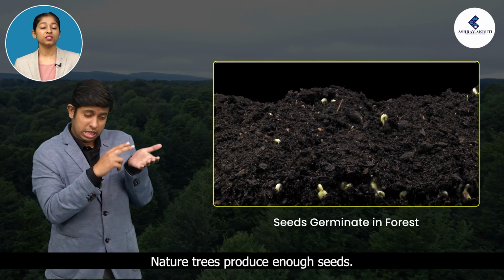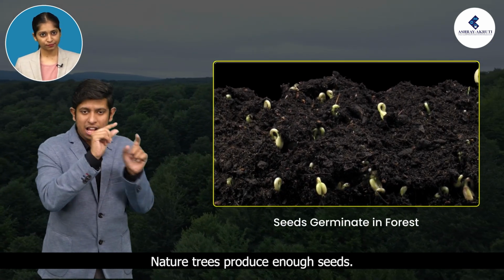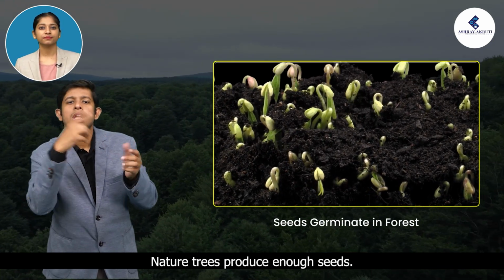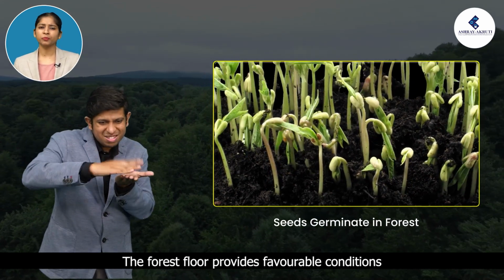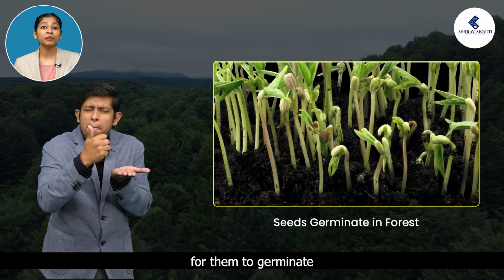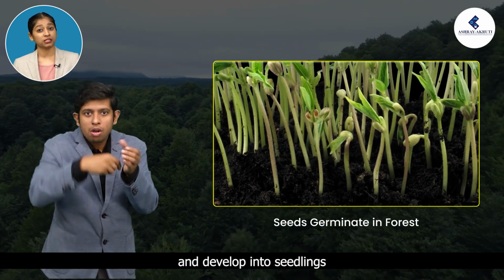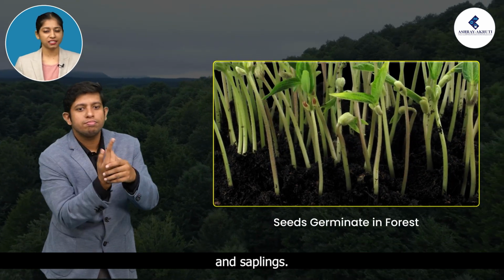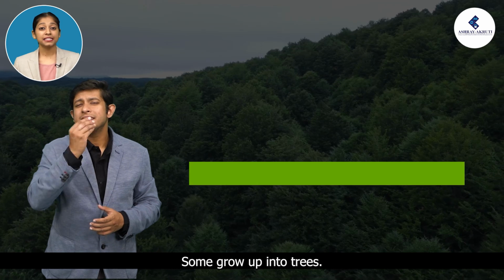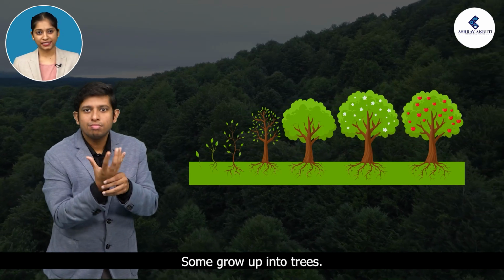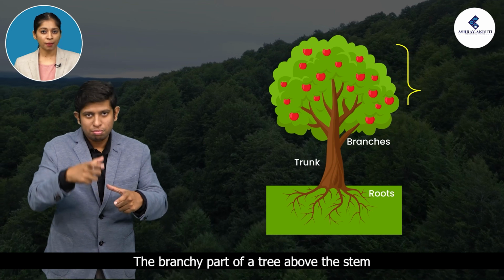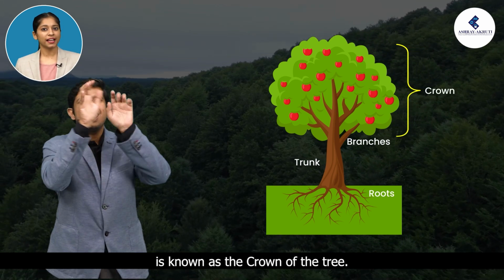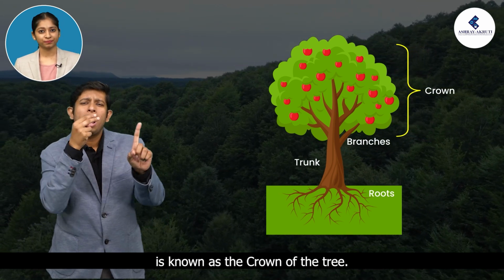Mature trees produce enough seeds. The forest floor provides favorable conditions for them to germinate and develop into seedlings and saplings. Some grow up into trees. The branchy part of a tree above the stem is known as the crown of the tree.